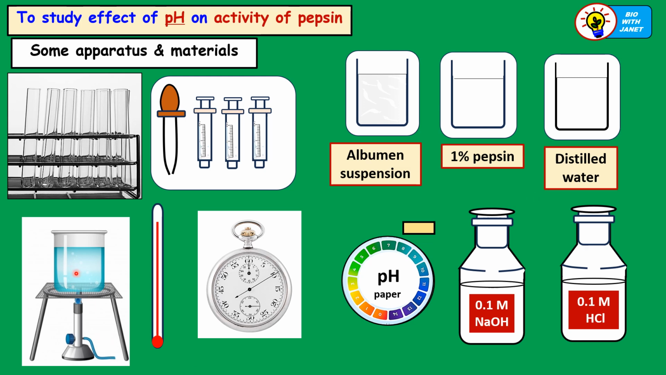Now this large beaker with the tripod stand and the wire gauze and Bunsen burner is for you to set up the water bath, okay, plus thermometer. And then a stopwatch to time 20 minutes from the start of the experiment to the end.